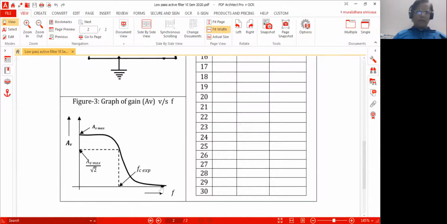Beyond the cutoff frequency, you should see a steep fall. This is a 20 dB per decade fall. Therefore, this is the first order filter. Anyway, you don't have to worry about that. So these are the essential things.